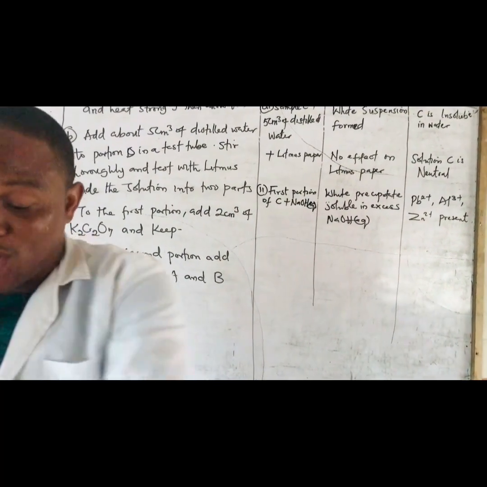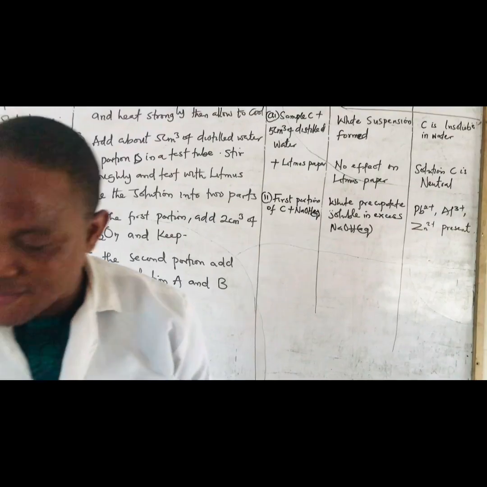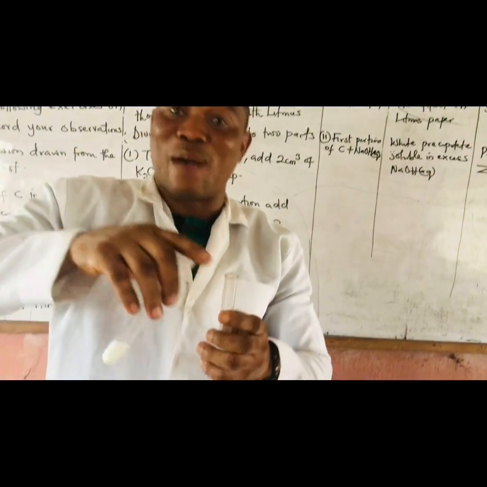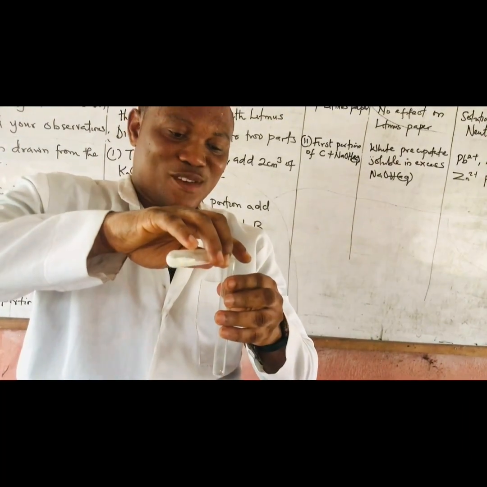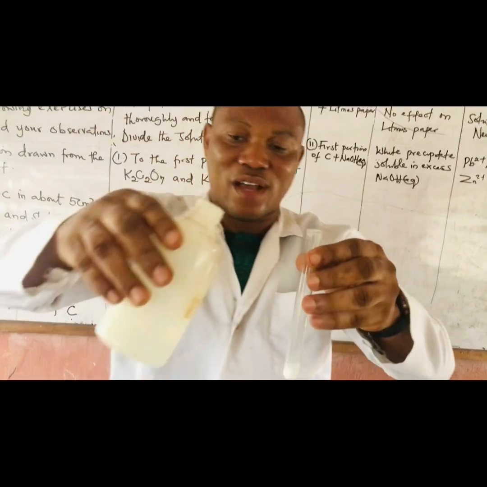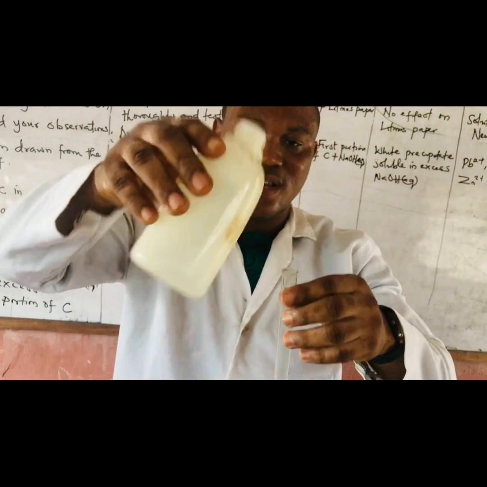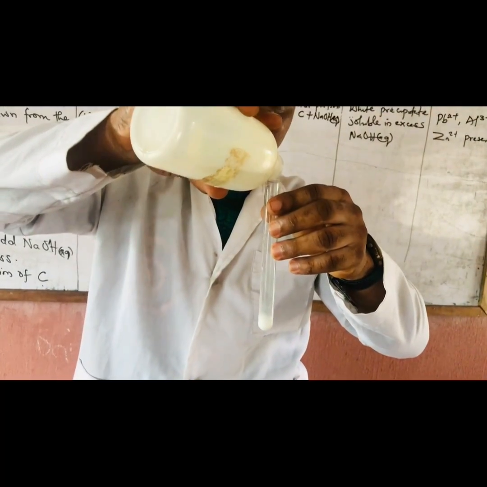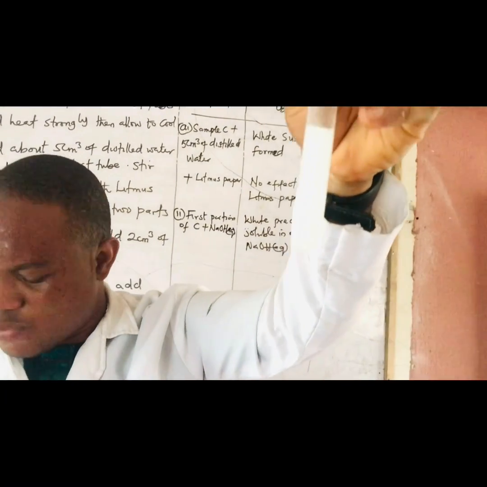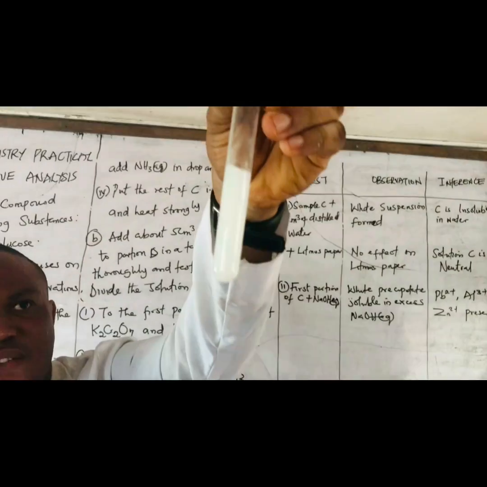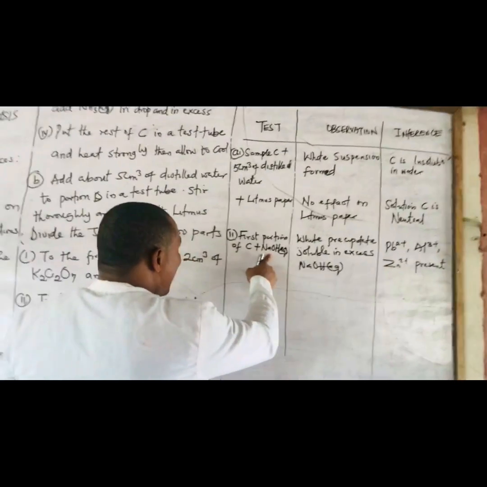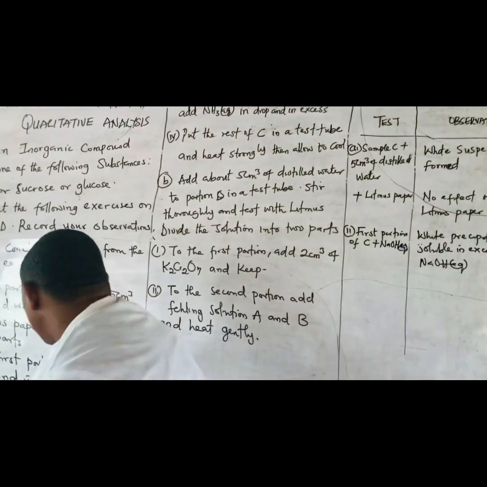So ammonia is now the confirmation. So let me have another portion. Let me use another test tube. So we use ammonia to now confirm the test. It's a very simple test. I use sodium hydroxide first. I'm using ammonia now. Can you see that? Very soluble. Very, very soluble. Meaning, first portion plus sodium hydroxide. So now I have the second portion.